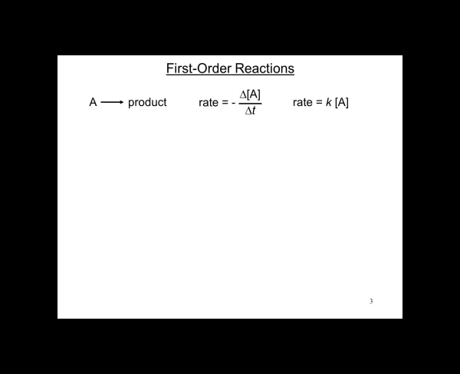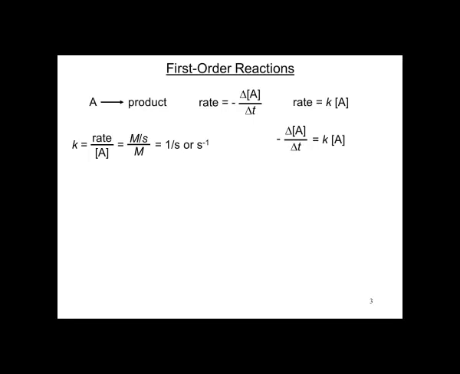Let's consider first order reactions. The type is a decomposition, A goes to a product. The rate is going to be equal to minus the change in the concentration of A over the change in time. The rate will be equal to k times the concentration of A. If we want the rate constant, we take the rate and divide it by the concentration of A. The units are going to be 1 over seconds, or seconds to the minus 1.